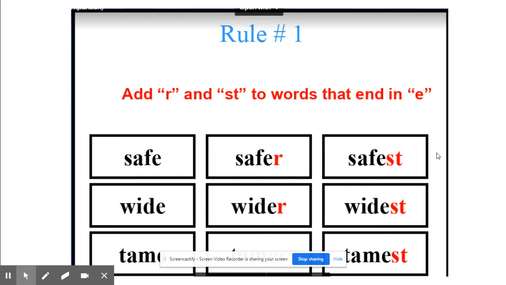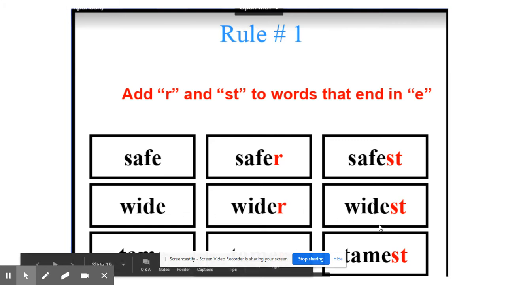So here are some rules for comparatives and superlatives. Rule number 1 is adding an R or an ST to the words that end in E. Okay, so we have safe ends in an E. So to make a comparative, to compare it to one other thing, we add an R to the end. Safe becomes safer. But to do a superlative, to compare it to more than one thing, we add ST to the end. Safe is safest.